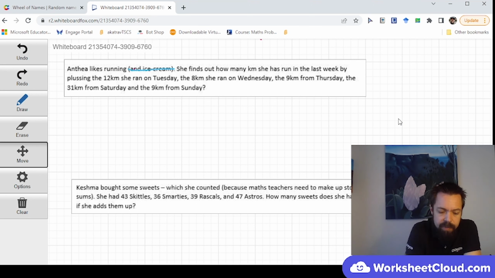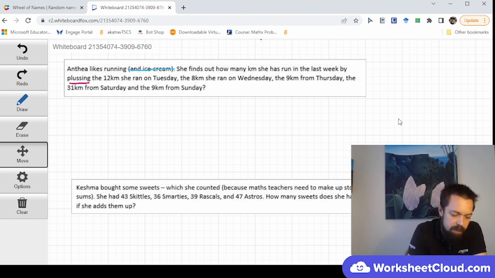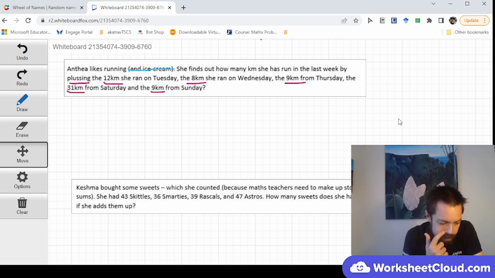Okay, she finds out how many kilometers she's run in the last week by plussing. I had to use the word plus and it wasn't quite the right form of the word, but that's the word that's telling us that we are adding. So she's plussing the 12 kilometers she ran on Tuesday, the 8 kilometers on Wednesday, the 9 kilometers on Thursday, the 31 on Saturday, and the 9 kilometers on Sunday. So that's what we're going to plus together. This is actually my running from last week, except I adjusted Tuesday's run by a little bit, so it worked for what I wanted to show you.